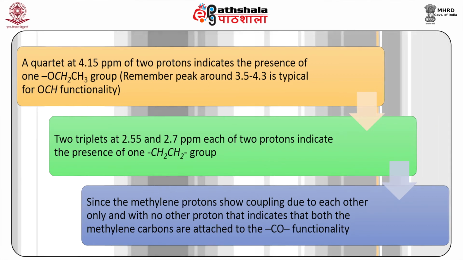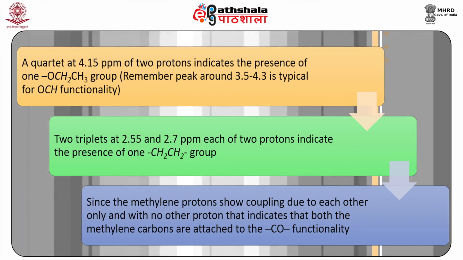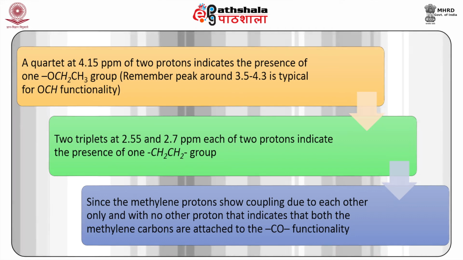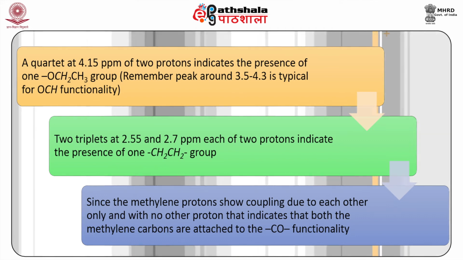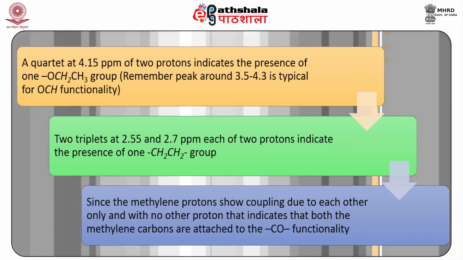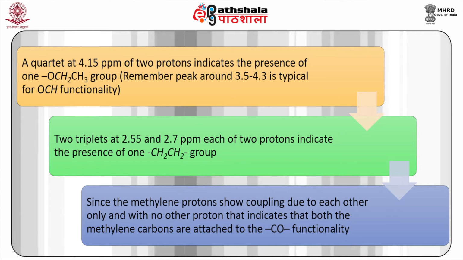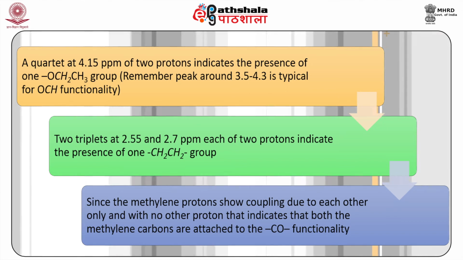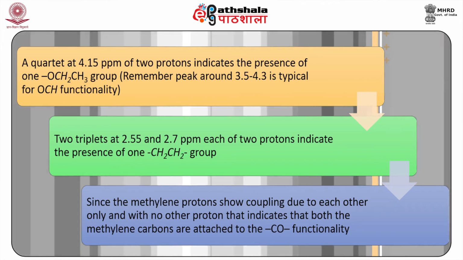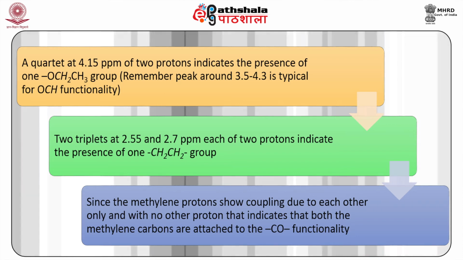Now let us move to the last set of information that we have. Two triplets at 2.55 ppm and 2.7 ppm, each accounting for 2 protons, indicate the presence of a CH2-CH2 group. Since the methylene protons show coupling with each other only and with no other protons, this indicates that both the methylene carbons are attached to the CO functionality.